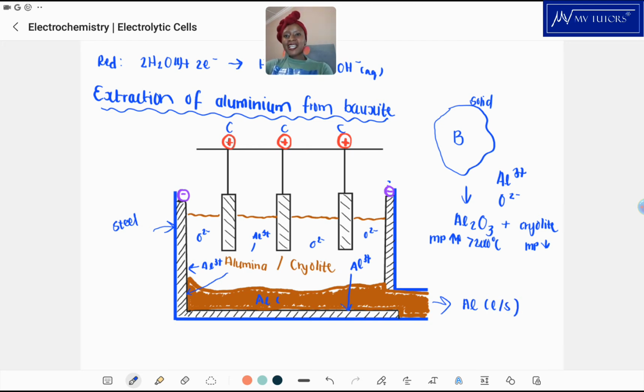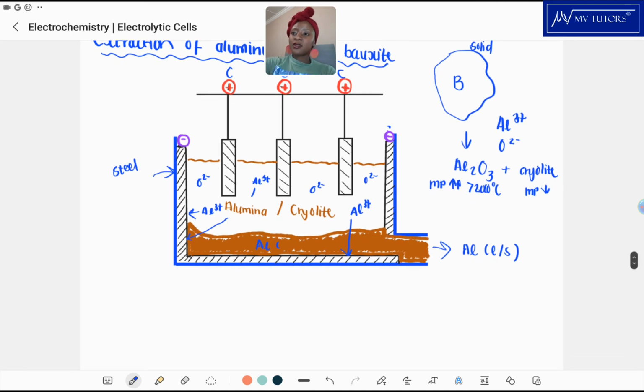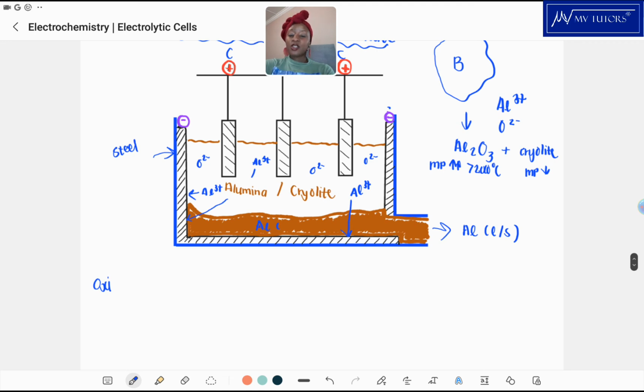So that is the process that we go through to extract aluminium. Like I said, it's very, very expensive, so the use of cryolite helps to reduce the costs. This is what happens at the cathode, where reduction occurs. I'm going to put space there for oxidation, because whenever you have to put the net equation, you start with oxidation, and then you have reduction, and then at the end you put your net equation, but we'll get to an example.